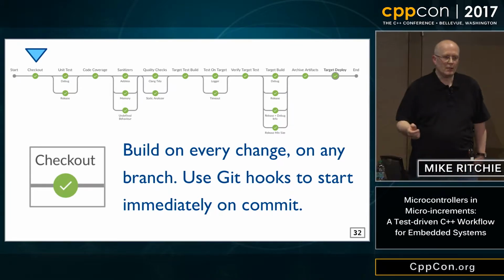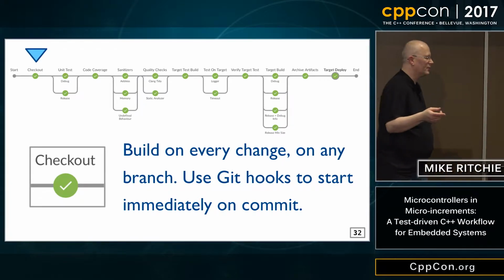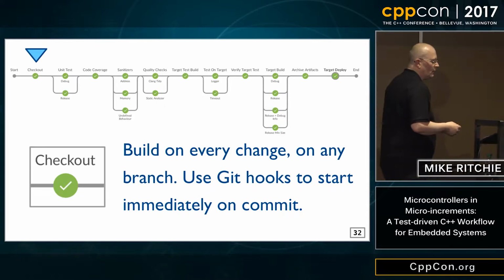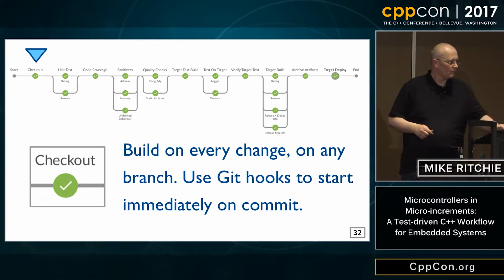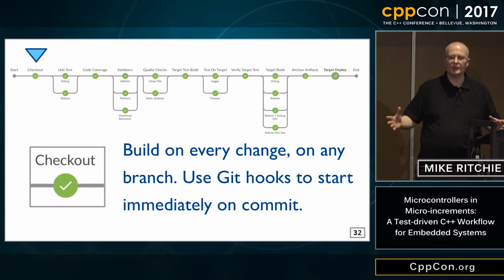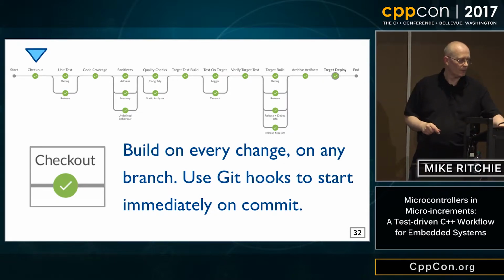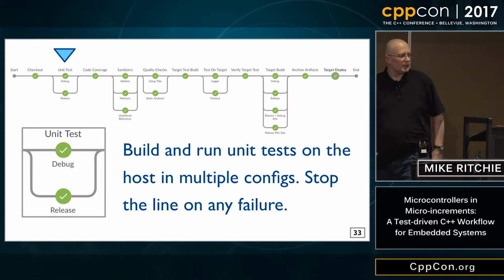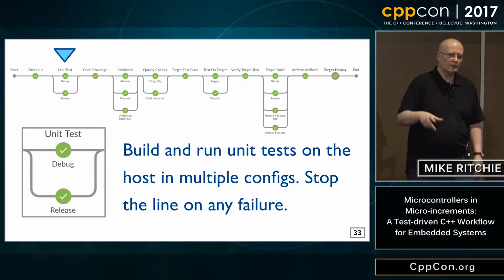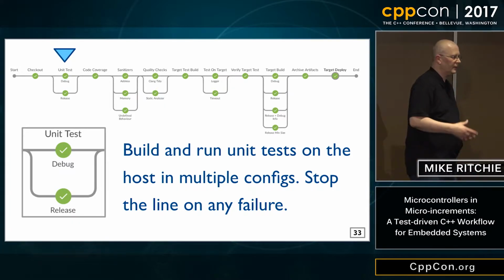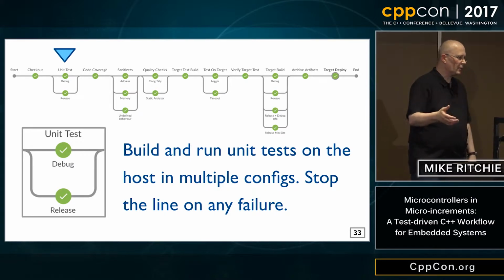So I build on every change. Yep, I use git commit hooks to do that. The way that Jenkins works, it will index the entire repository, so any commit on any branch will result in a build. So you build and run the unit tests on the host, right? You're running on an AMD64 architecture, usually a Linux box for me.